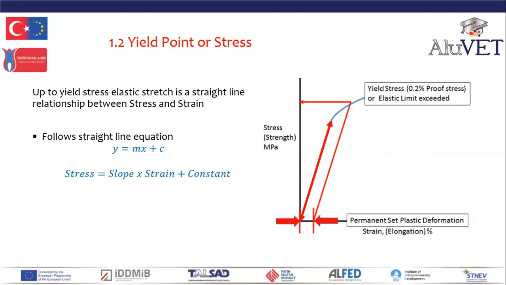Now, up to the yield stress, the elastic stretch is a straight line relationship between stress and strain. So up to the yield stress, the yield point, as we apply low loads, the stretch is a straight line relationship between stress and strain. And it follows a straight line equation. Stress equals slope times the strain plus a constant. So up to the yield stress, as we apply a load, the relationship between stress and strain is a straight line.